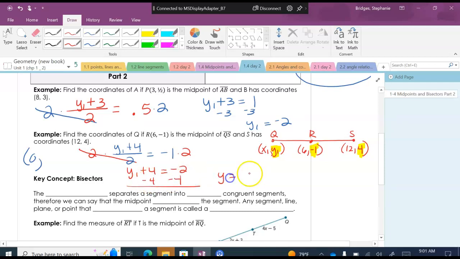And then I need to get that Y by itself, so I'm going to subtract 4 over. And what is negative 2 minus 4 going to give me? Negative 6, yep. So my Y value is negative 6, and that is my answer. The ordered pair 0, negative 6 is the coordinate for Q. Okay, so you will have to work backwards. Just remember, set it up. Your x's added together divided by 2 equals the x of your midpoint, and work backwards to get your answer.